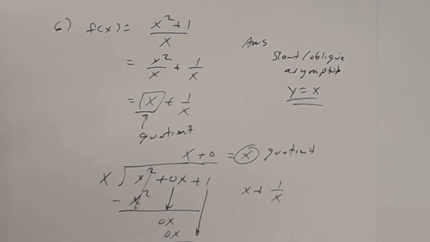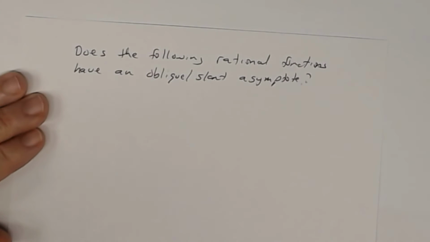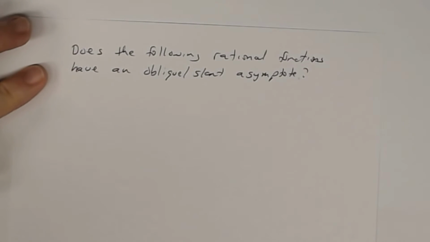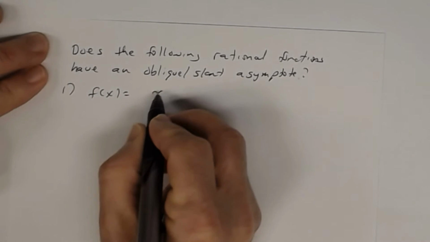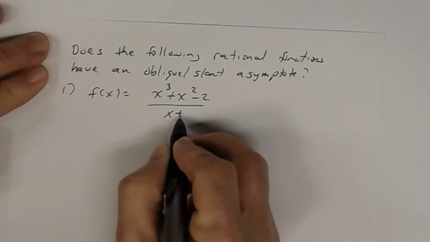All right. Now, not all rational functions have an oblique asymptote. Just like you saw, not all have a horizontal asymptote. Not all have vertical asymptotes. All right. So keep that in mind. Now let's look at this set of examples. So the question is going to be, does the following rational function have an oblique or slant asymptote? All right, so let's look at number one. So number one, let's suppose we have f of x equals x cubed plus x squared minus 2 divided by x plus 1.